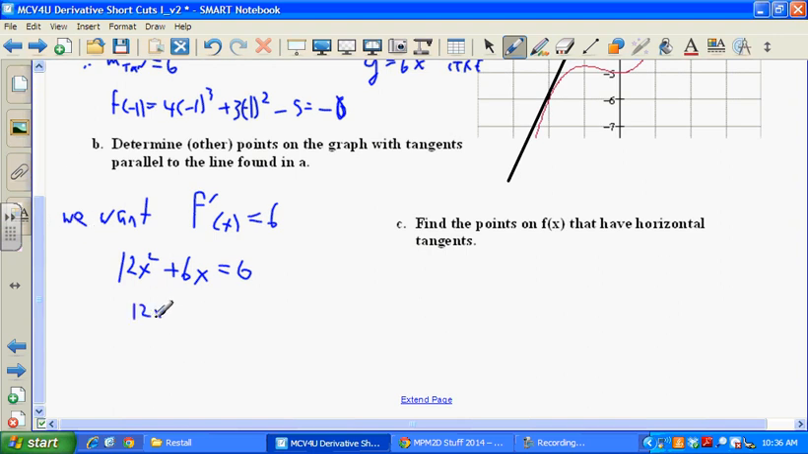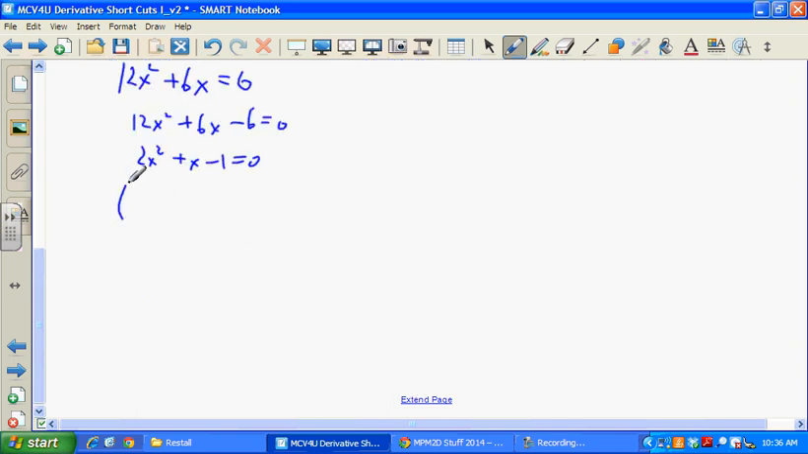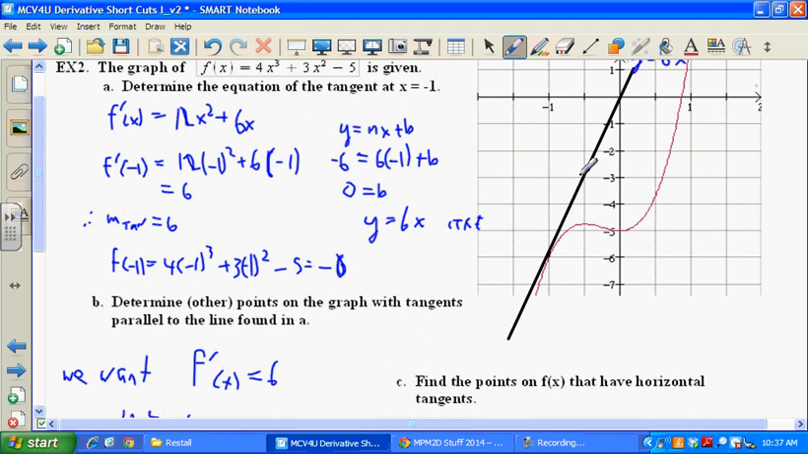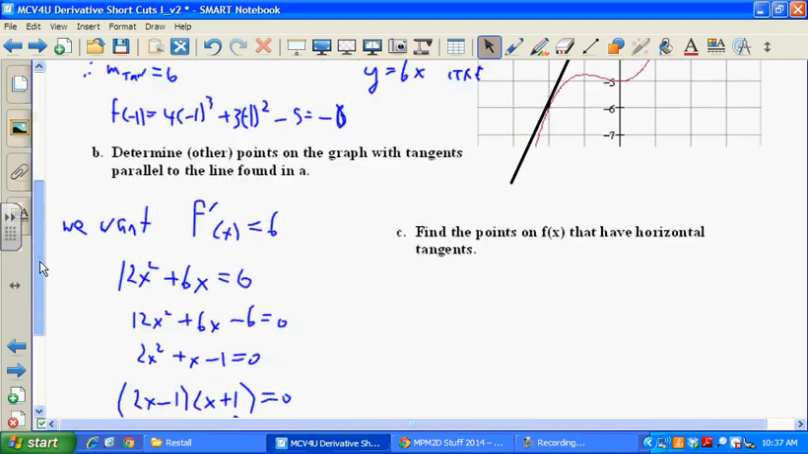Well, quadratic equation. I'm going to divide everything by 6, simplify it a little bit. Factor. And I get 2x minus 1 and x plus 1. That gives me the 2 x values. This is the one we already knew, right? And x equals a half. Now I'm interested. X equals a half. Ooh. And that's what it was. I was reading it as 1, but it's actually at a half, so that looks good on our graph.